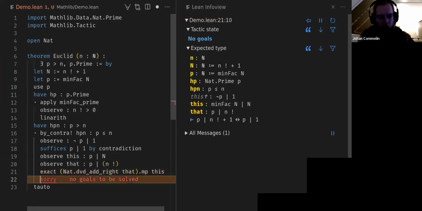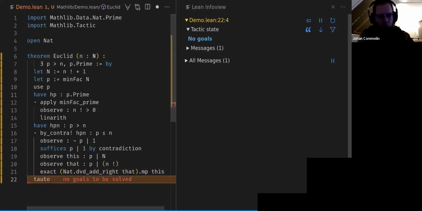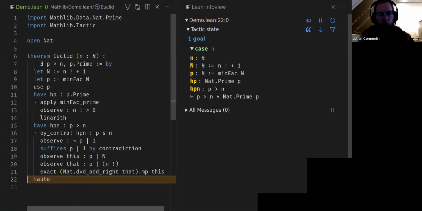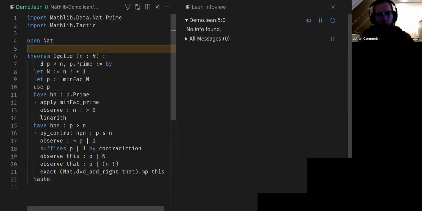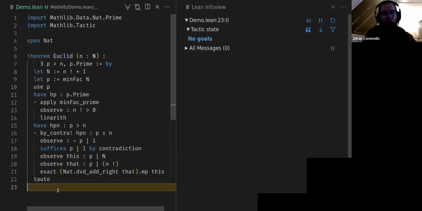So it says there are no goals to be solved. We can remove that line. Okay, and now it's completely happy. There's no orange squiggly line anymore under Euclid. And so it checked the entire proof, and it agrees with us that for every natural number, there is a prime number that is larger than n.